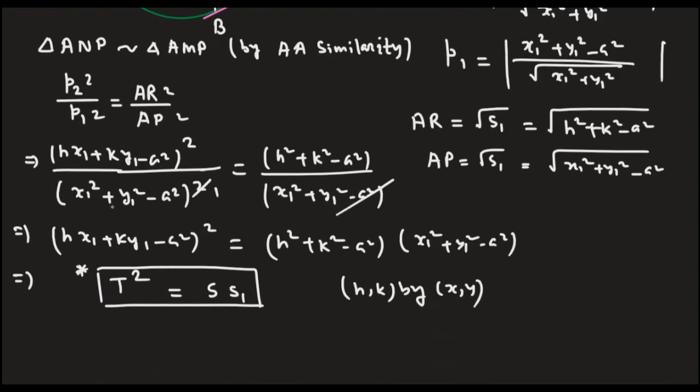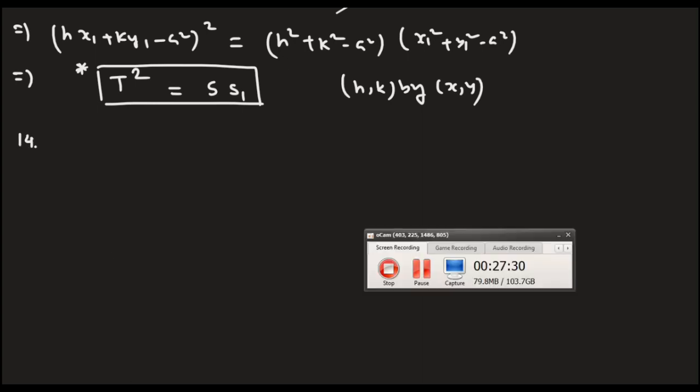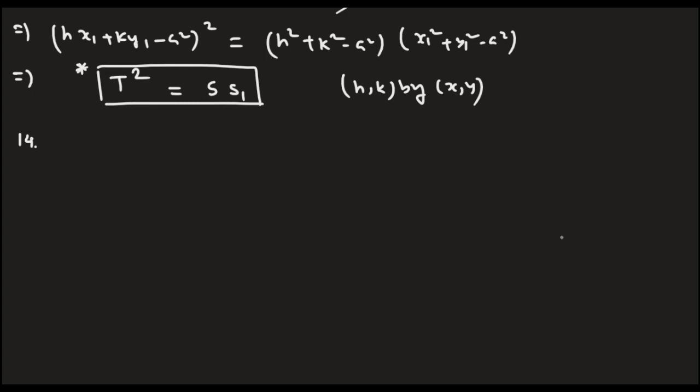So now in point number 13 we discussed the pair of tangents. Now coming to the next point, we go for another concept. In point number 14 we are describing the family of circles.